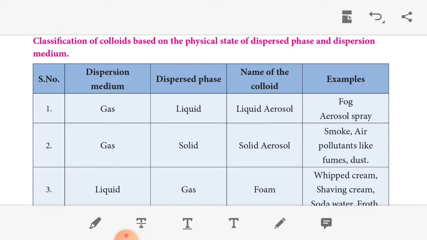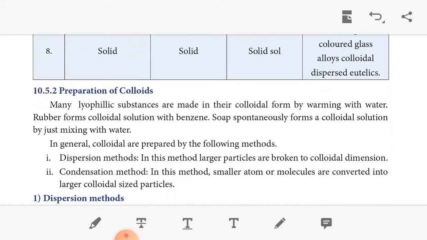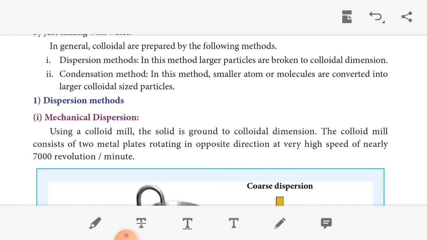Okay, the next one, preparation of colloids. Any lyophilic substance forms a colloid with water. For the preparation of colloids, we can follow some methods. The first one is the dispersion method, where larger particles are broken down into colloidal dimensions. The second one is the condensation method, where smaller atoms and molecules are converted into larger colloidal-size particles.